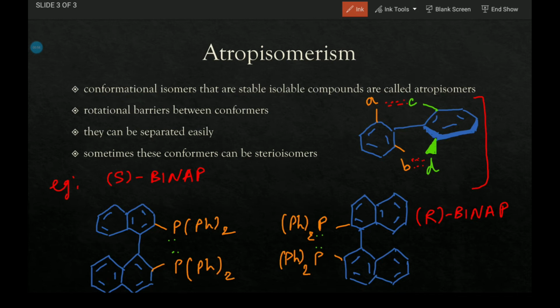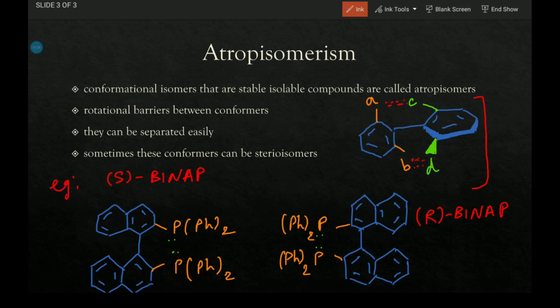Let us take the example of BINAP. Now BINAP is a really sterically hindered compound with a single bond between two naphthalene rings. The left hand side is the S-BINAP and the right hand side is the R-BINAP. These are mirror images, you can say. The S-BINAP, as you can see, the phosphorus with a naphthalene ring and two phenyl rings becomes really sterically hindered with a lone pair on the top of it in the green which I have shown.